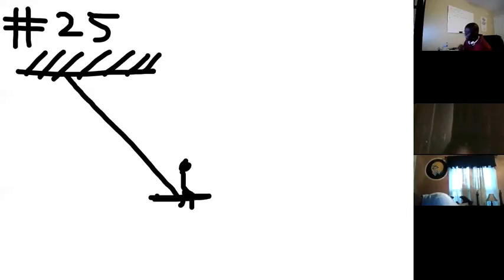Let me make a sketch, okay? This is the child on the swing, and the pivot point is here. That is where the swing is hanging from the support. The distance from the pivot point to the center of gravity, where the mass is concentrated, is 4 meters.